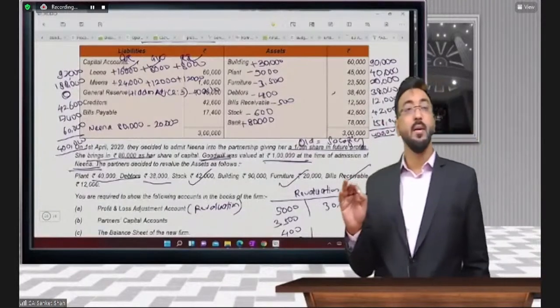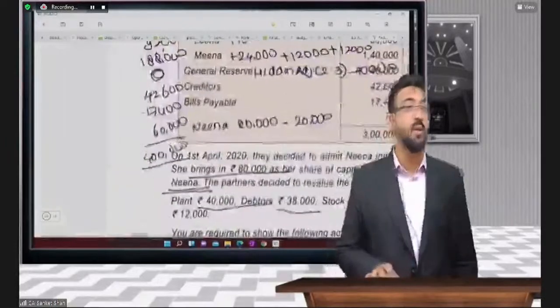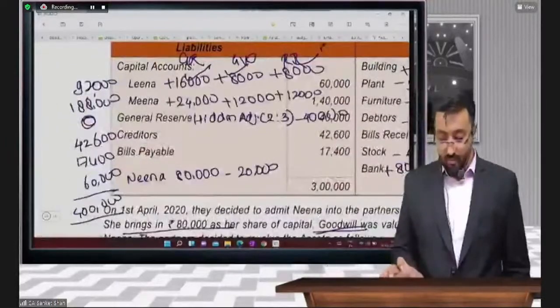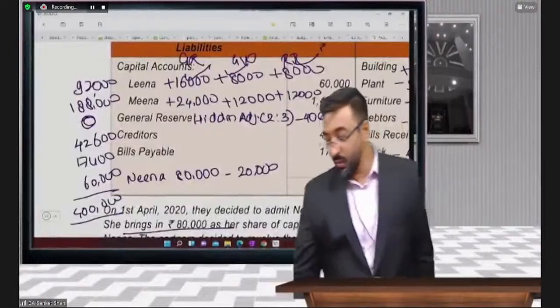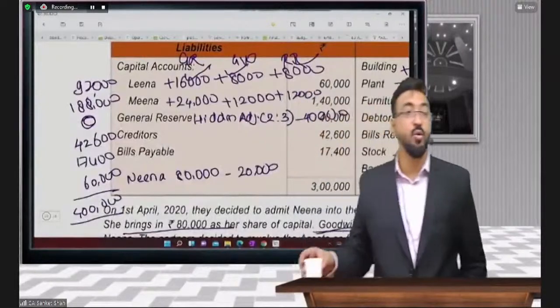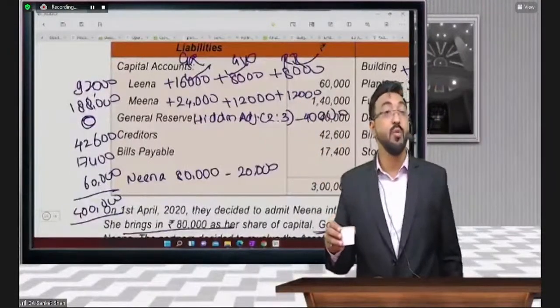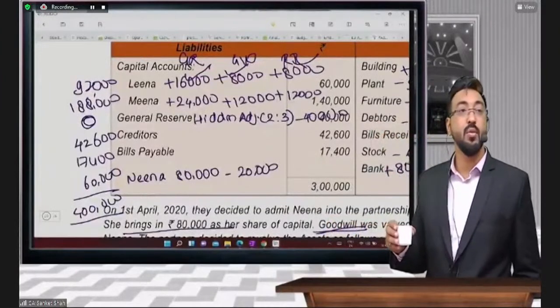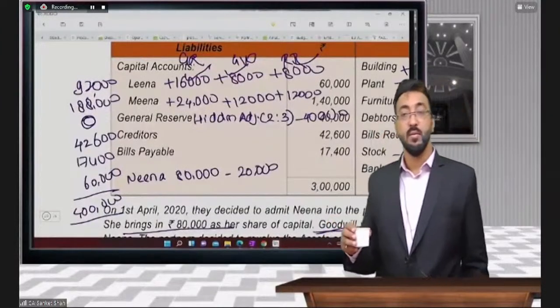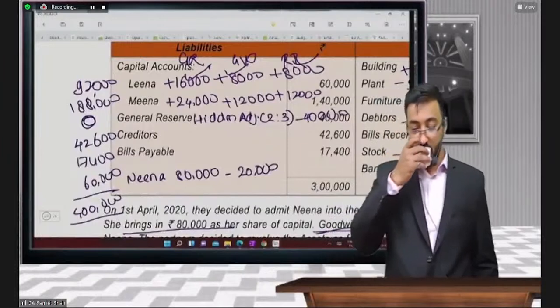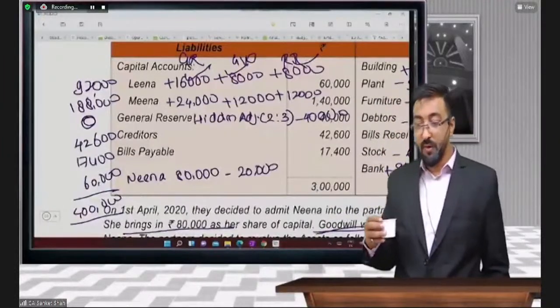So tell me, whatever adjustment we have added, yes, tell me. Capital accounts we have added. You are going to write it on which side? Whatever you added, you are going to write it on which side? Which side? Fatafat.